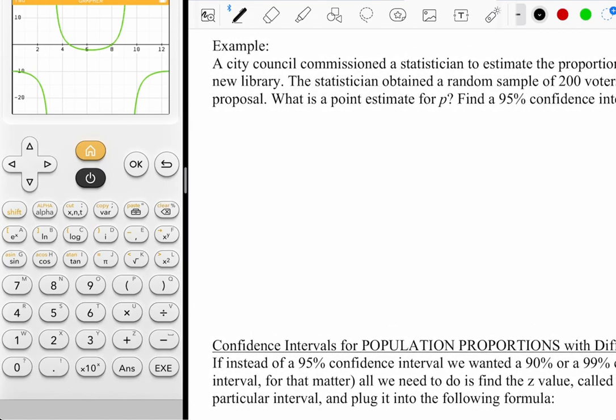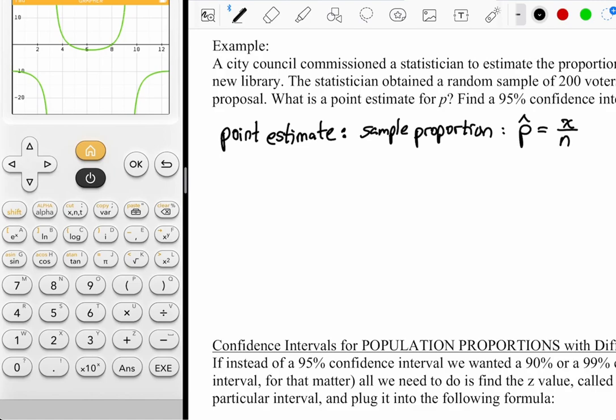Right, so the point estimate, that's your sample proportion, which we abbreviate with a P hat. We worked with Y hat last unit, now it's P hat. Now that P hat is equivalent to the number of successes over the number of trials.